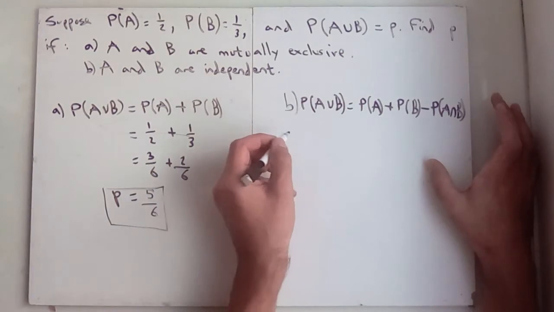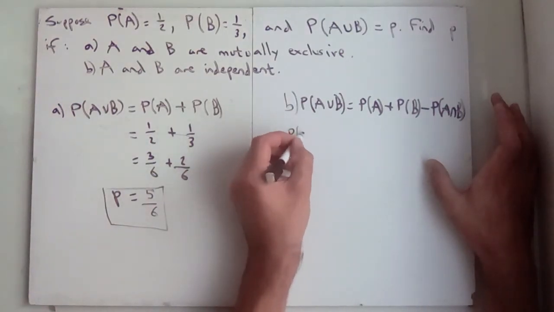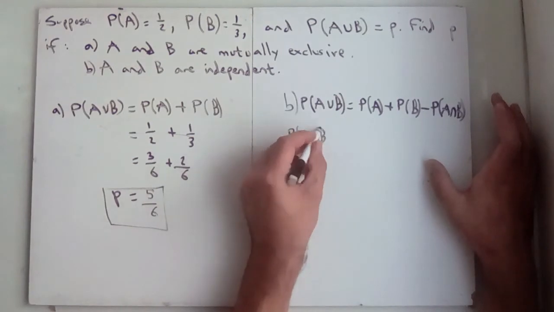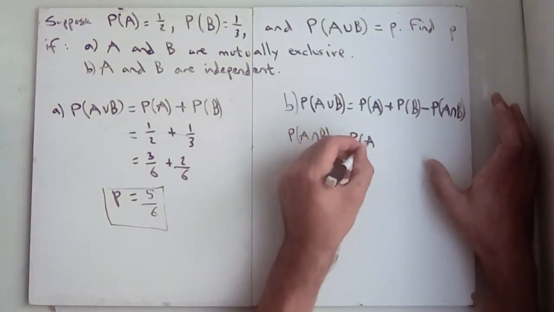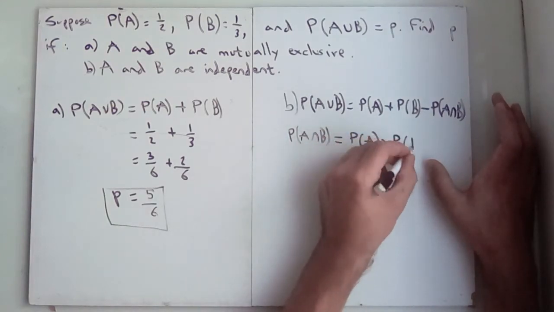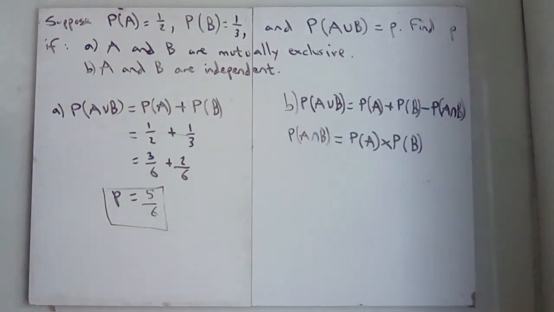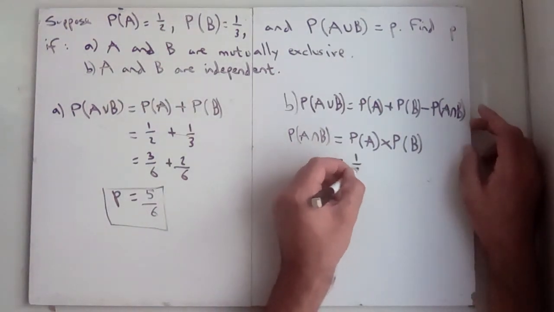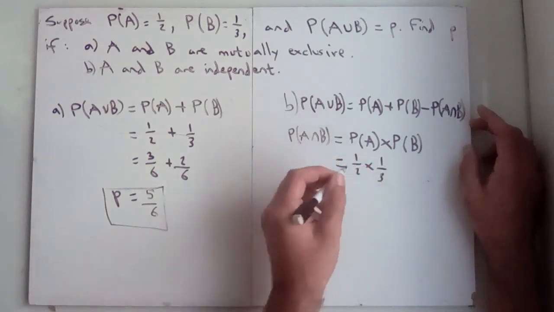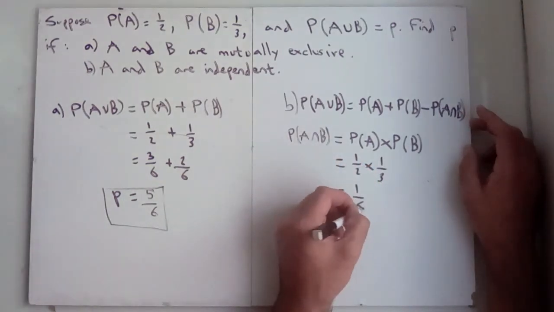So we know for independent events, P(A and B), this only works if they're independent, equals P(A) times P(B). Again, straight from the formula book, and it's exactly the same thing. So if the events are independent, then this is true. If this is true, then they're independent. So we can say P(A and B) must be 1/2 times 1/3, which is 1/6.